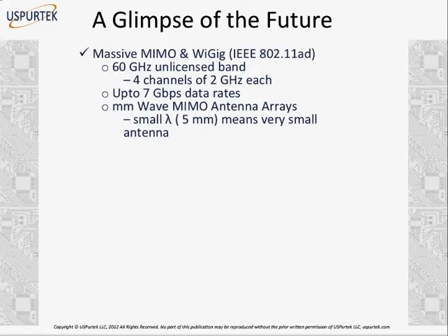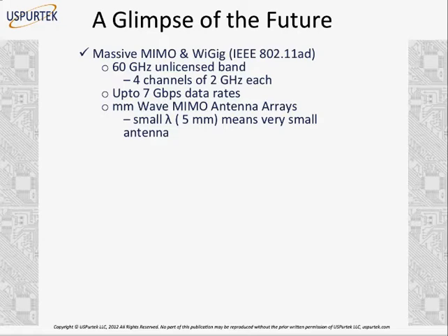So why is it possible for this standard to adopt this technology? Now, it operates in the 60 gigahertz unlicensed band. So you have 4 channels of 2 gigahertz each, and up to 7 gigabit per second data rates. With a 60 gigahertz frequency, your wavelength is only 5 millimeters. Your lambda is only 5 millimeters because the frequency is very high over here.